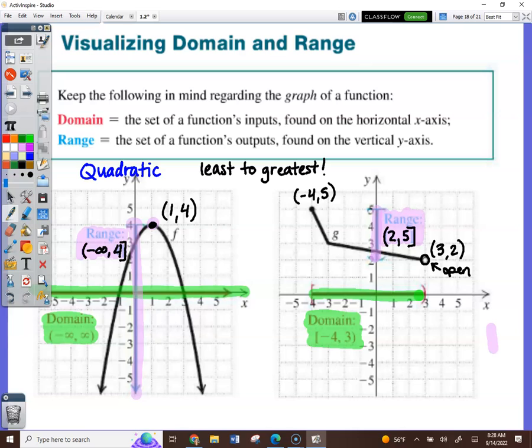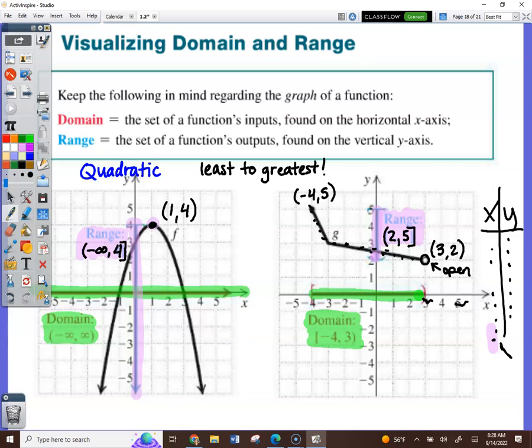You're just creating an interval. You're saying that if I sat down and I listed every single point on this graph, every single one of them, in a T-chart, my X numbers would only go from a negative 4 to a 3. The 3 is an open circle. My Y numbers would go from a 2 to a 5. Does that make sense?